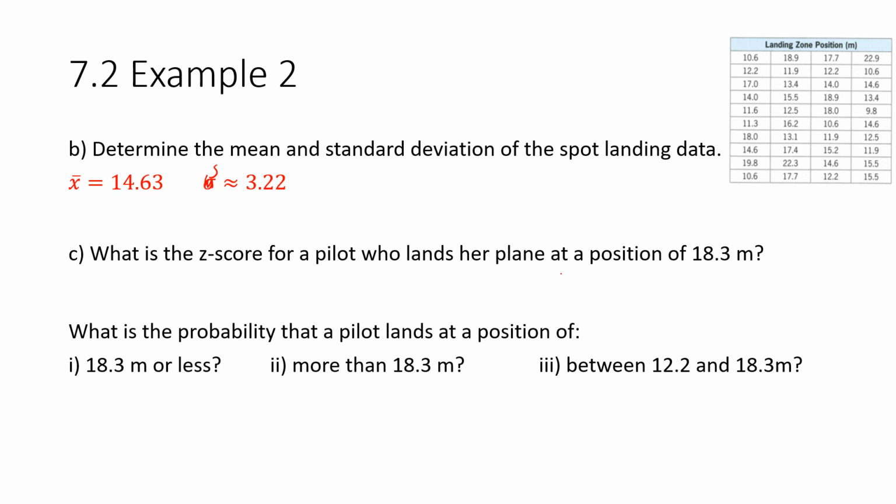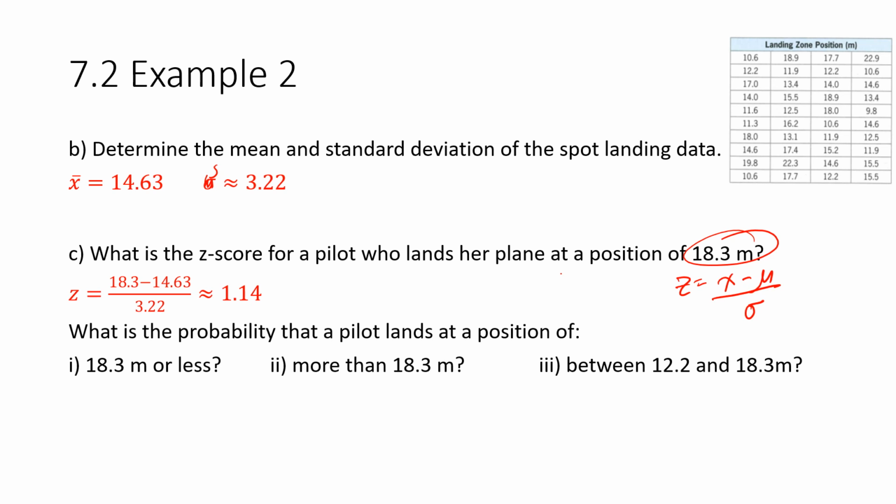What is the z-score for a pilot who lands her plane at a position 18.3 meters? Remember the z-score formula. Okay, we get our data value minus the mean, divided by the standard deviation. So it's 18.3, that's our data value given, minus 14.63, all over 3.22.